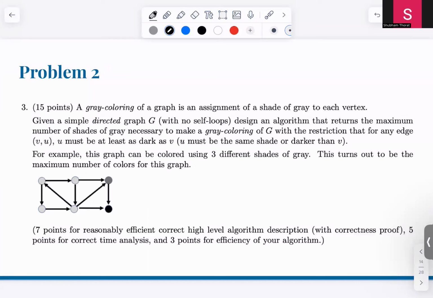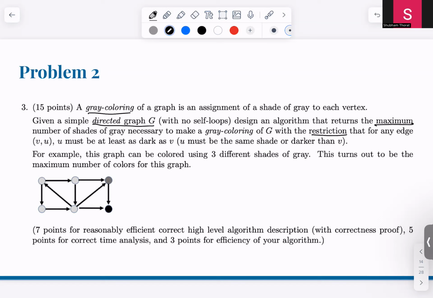So this problem is a little bit interesting. It's called a gray coloring problem. We are trying to color these vertices with a gray coloring scheme. The problem goes like this. We have a directed graph G with no self loop. It is a simple directed graph. You want to design an algorithm that returns the maximum number of shades of gray necessary to make a gray coloring scheme of G. And these are the restrictions.